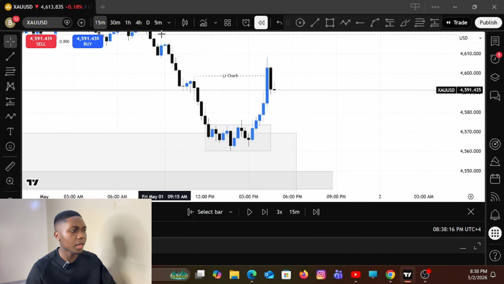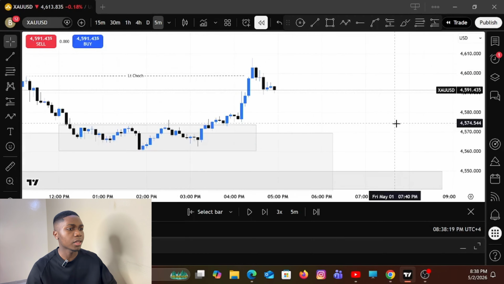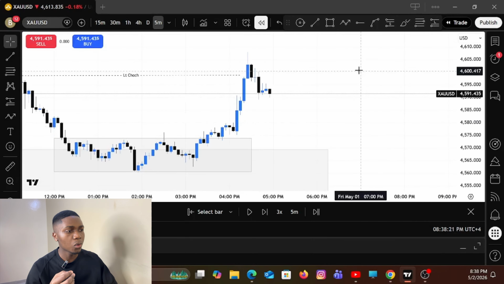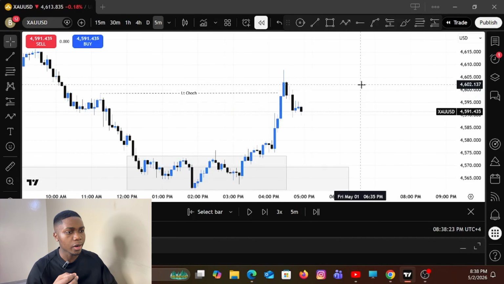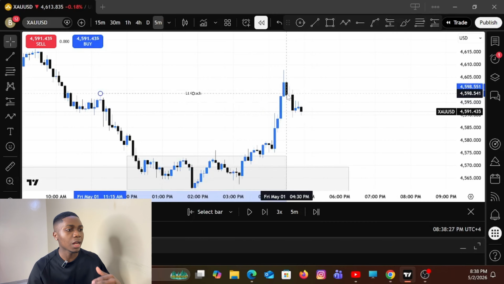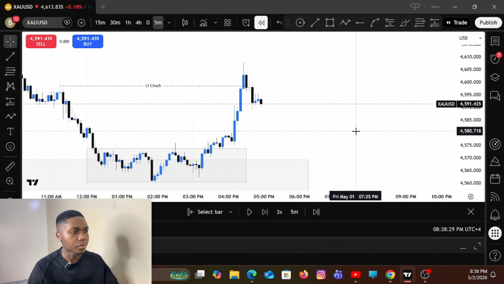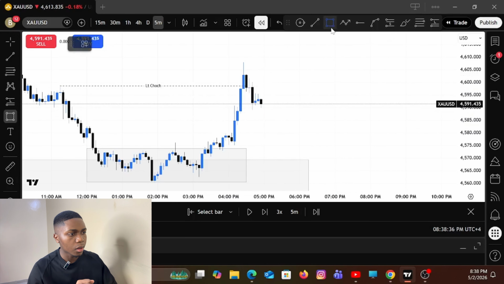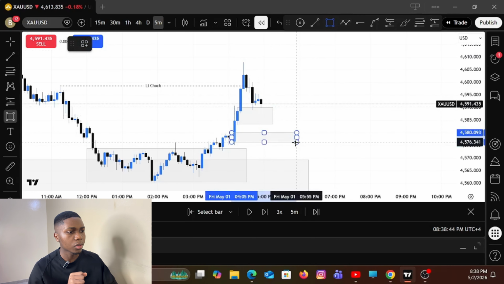Normally, I don't usually take my trades from the 5-minute time frame, but based on the fact that gold is very, very volatile, right? I was just going to the 5-minute time frame to have that extra confirmation and have that precise entry. So on the 5-minute time frame, we have an order block here, and we also have another order block here, and we have another order block here.